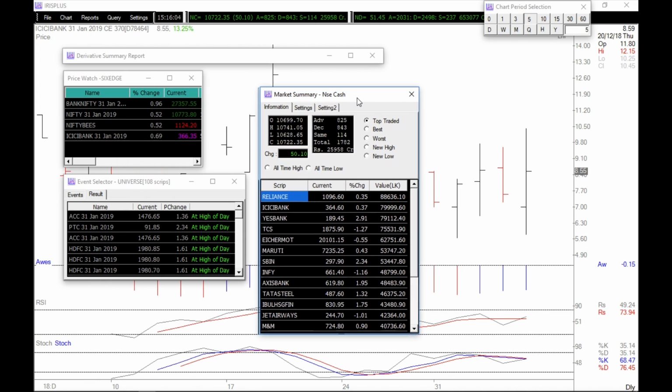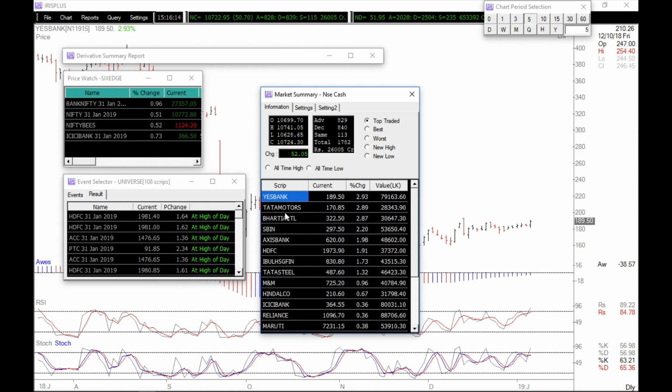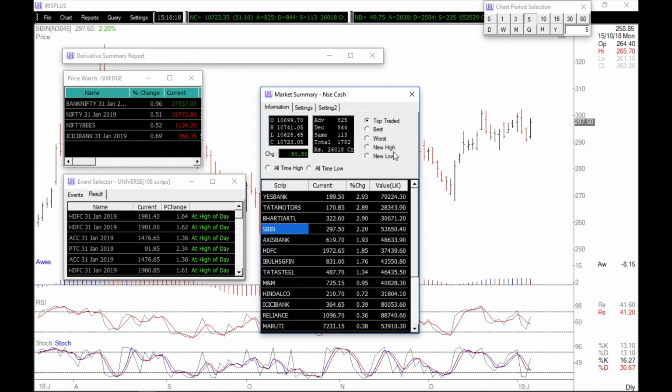Once in a while, I'll definitely keep a close watch on the market summary. The market summary is a quick box which tells me which are the stocks on today's particular trading session doing good or doing bad. Yes Bank, Tata Motors are the stocks which are doing exceptionally good amongst the top traded stocks. I can also check the ones which are the best, the worst, the new highs and the new lows. I generally focus only on the top traded. So which are the stocks which are in the limelight today? The market is trading which stocks the maximum. So this is the F8 box.